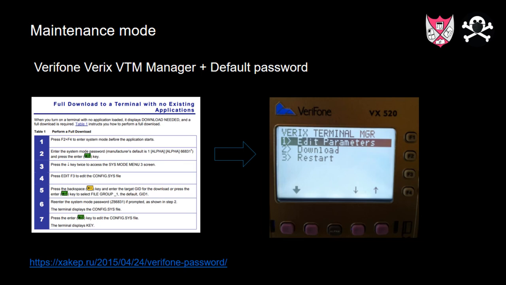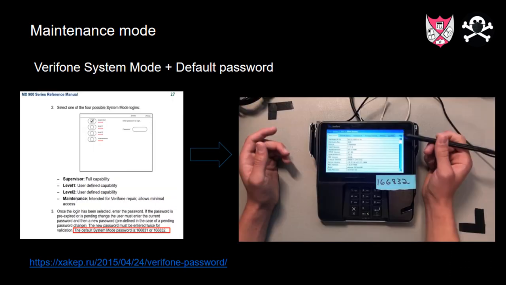You may think that other terminals have more secure ways to enter this mode. This is a Linux-based Verifone model from the MX series. And surprisingly, it has the same password with different hotkeys to enter the maintenance mode. It is called the system mode in this case. The first time you enter this mode, it asks you to change the password. And please look at that official screenshot. We all see that many people change the password to the same one except for the last digit.